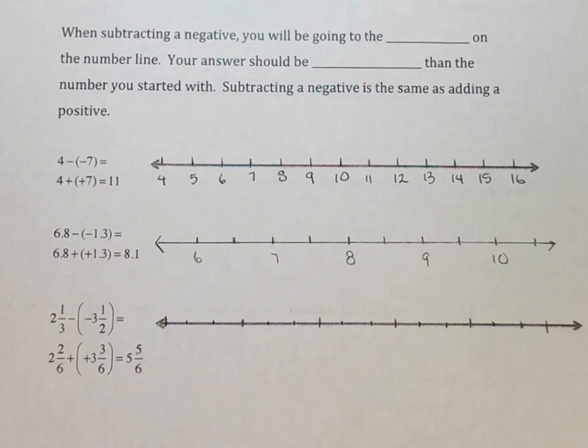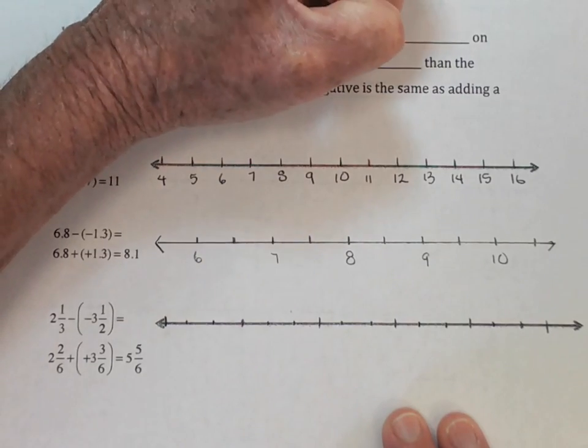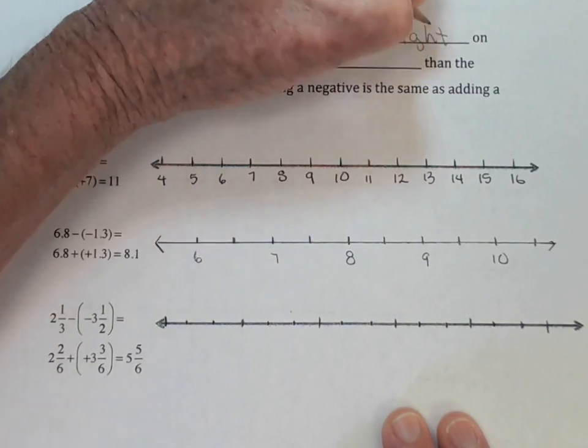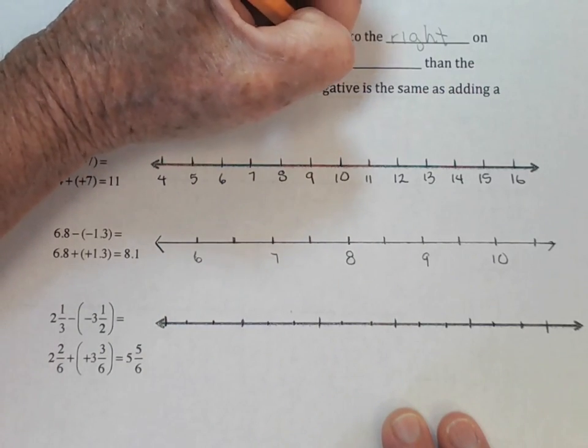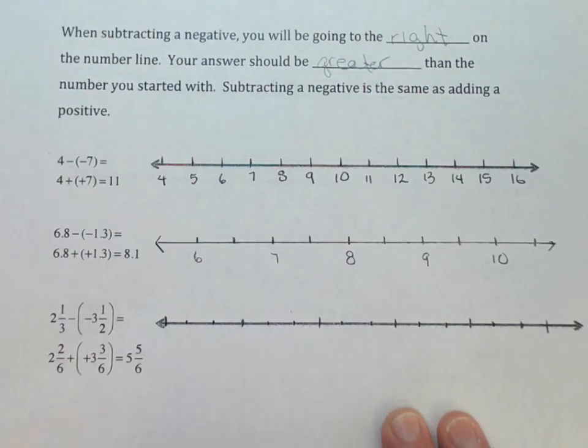Okay, so like I said in the last video, in this video we are going to be subtracting a negative. So if when we subtract a positive we go to the left, then when we subtract a negative we must be going to the right on the number line. Your answer should be getting greater than the number you started with.